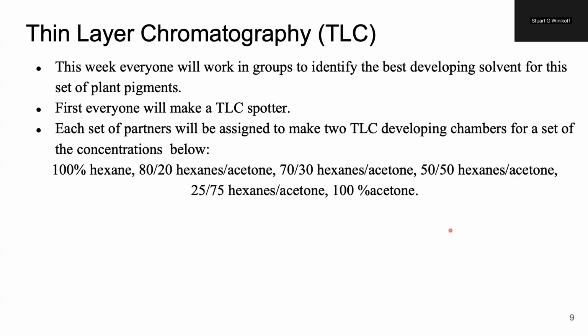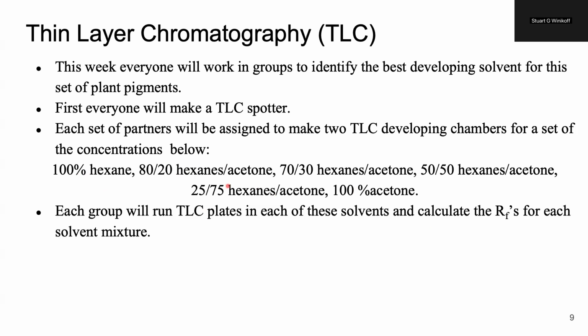And as I said, I'll show you how to do this in lab. Then each set of partners is going to be assigned to make 2 TLC developing chambers. I'll tell you which ones once we get in lab, so we divide them evenly. These are going to go anywhere from 100% hexane to 100% acetone and in between. And again, think about how you would prep these solutions, as we will only need 10 milliliters of them. So what piece of glassware will be the most effective? Then each group's going to run the TLC plates in each of these solvents, so not only the ones you've prepped, but also the other four.